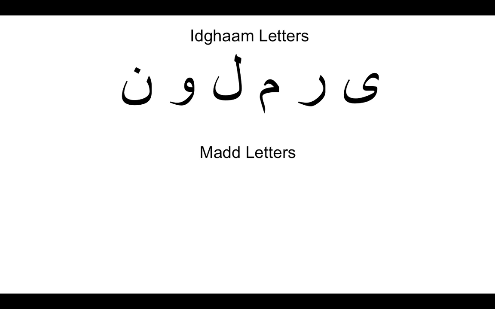What are the mad letters? There are 3 mad letters. We covered that in section 2, lesson 3 and 4. They are alif, waw, and ya. Those are the 3 mad letters.